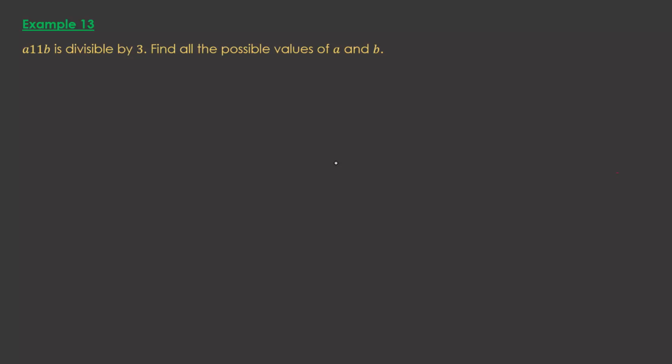A11B is divisible by 3. Find all the possible values of A and B. Well, first of all, the digits we can see add up to 2.